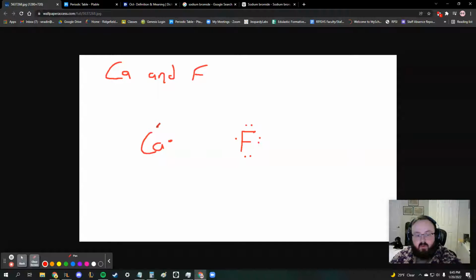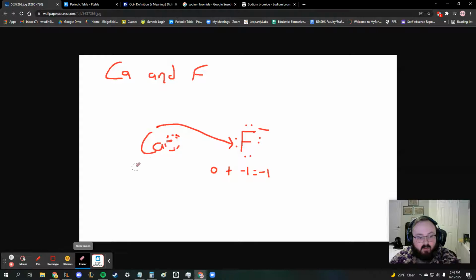So we're going to do what we did similarly before. Calcium is going to give this valence electron to fluorine. Fluorine now has 8 valence electrons: 1, 2, 3, 4, 5, 6, 7, 8. We have added a negative electron. Our charge will be -1. But this calcium still has this valence electron here, and it's not stable yet. So it's going to have to do something more.